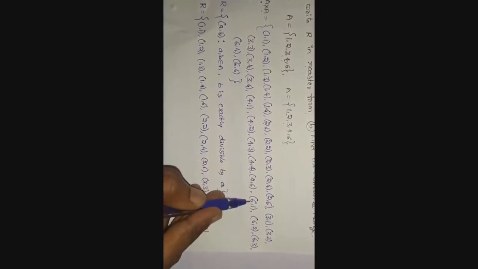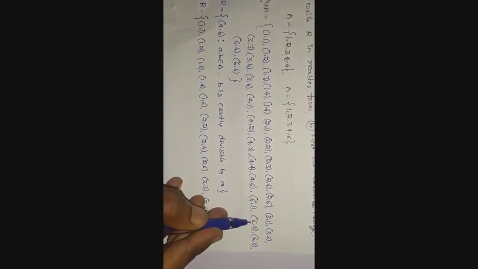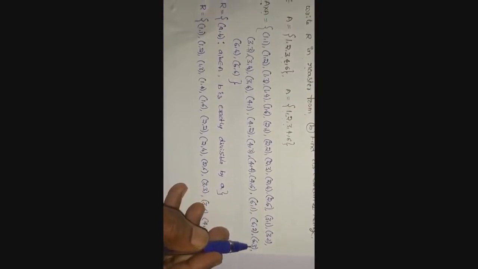Next, is 1 divisible by 6? No. Is 2 divisible by 6? 2 by 6 gives 1 by 3, but it is not exactly divisible. Is 3 divisible by 6? 3 by 6 is 1 by 2, exactly it is not divisible. Is 4 divisible by 6? No, it is not exactly divisible. Is 6 divisible by 6? Yes, it is divisible by 6.